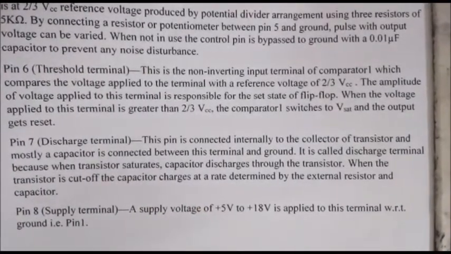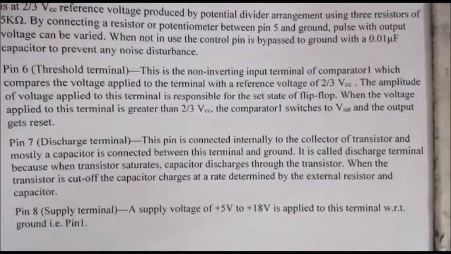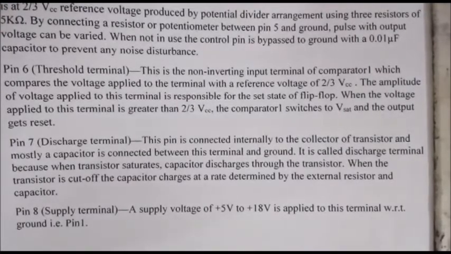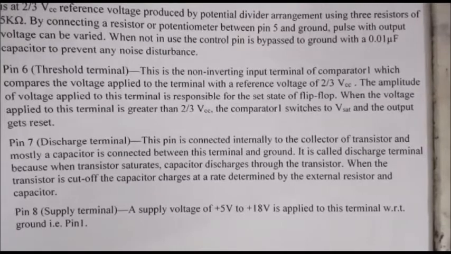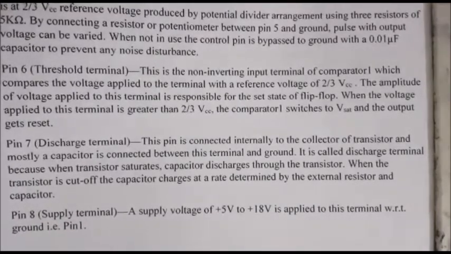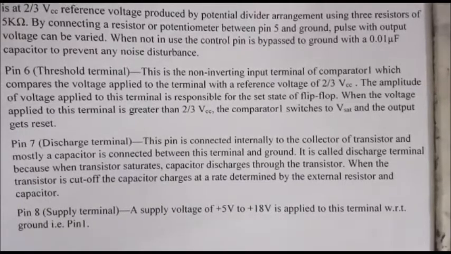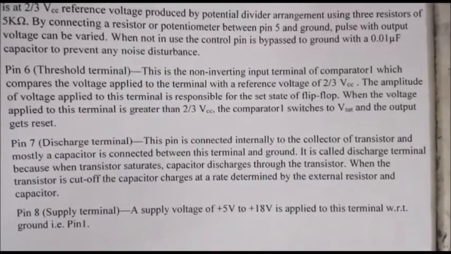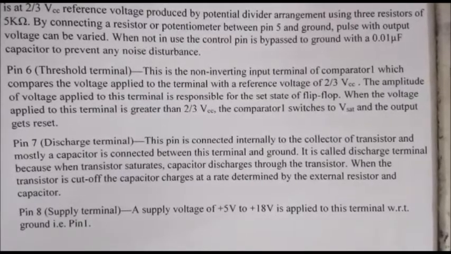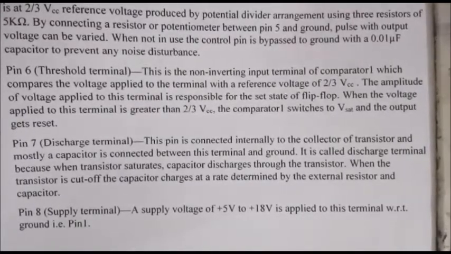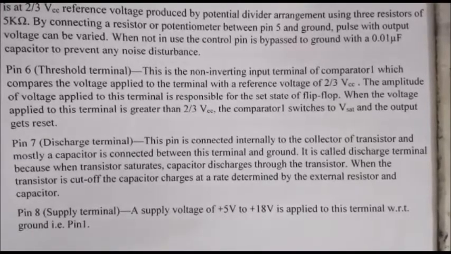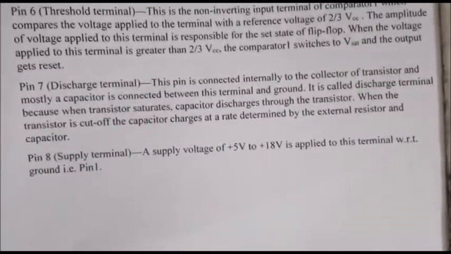This is the non-inverting input terminal of comparator 1, which compares the voltage applied to the terminal with a reference voltage of 2 by 3 VCC. The amplitude of voltage applied to this terminal is responsible for the set state of the flip-flop. When the voltage applied on this terminal is greater than 2 by 3 VCC, comparator 1 switches to saturation and the output gets reset.